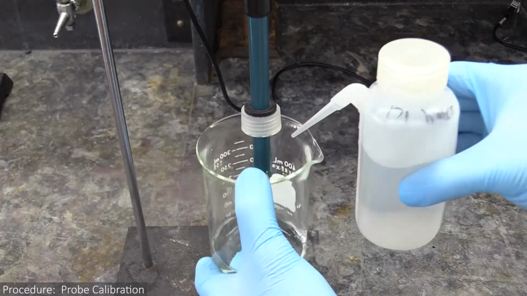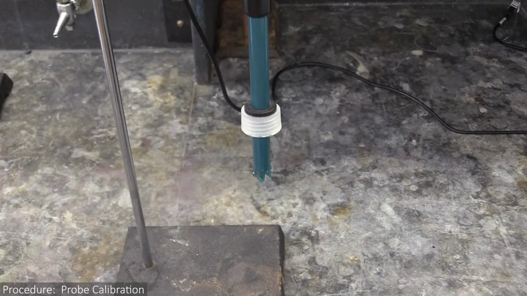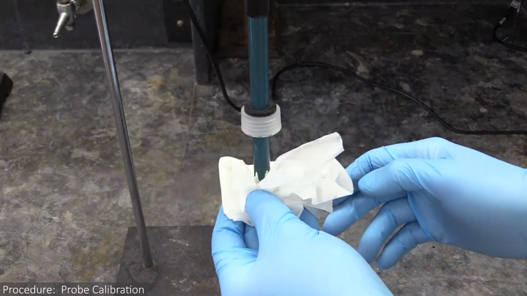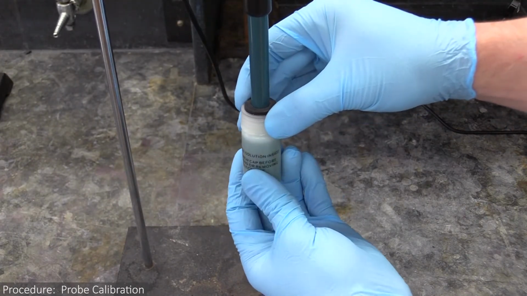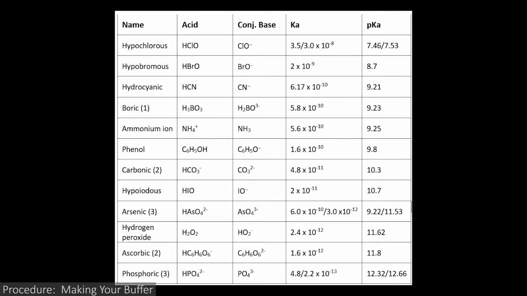When you're done calibrating the probe, rinse its bulb off with DI water, give it another wipe, and screw its storage bottle back in place. Trust me, you don't want this thing to dry off. Next, you're going to make 2 buffers. These have to be made to a certain pH. Your TA will tell you what this pH is when you get to lab.